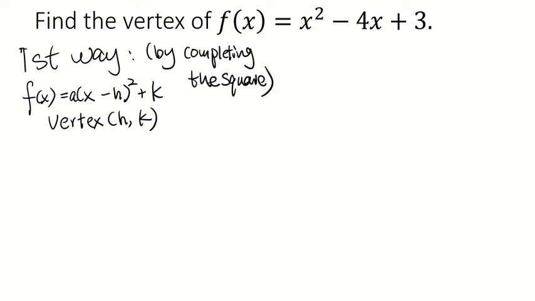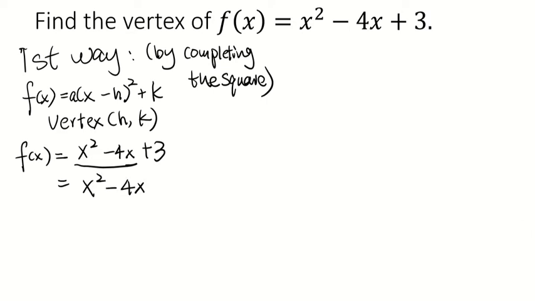Okay, so first let me write down the equation. x squared minus 4x plus 3. All right, to complete the square, we only need the first two terms. So I'm going to write down the first two terms, the terms with x, and write the plus 3 at the very end. And now I'm going to add a term over here so that these three terms become a perfect trinomial. So how do we find this number?